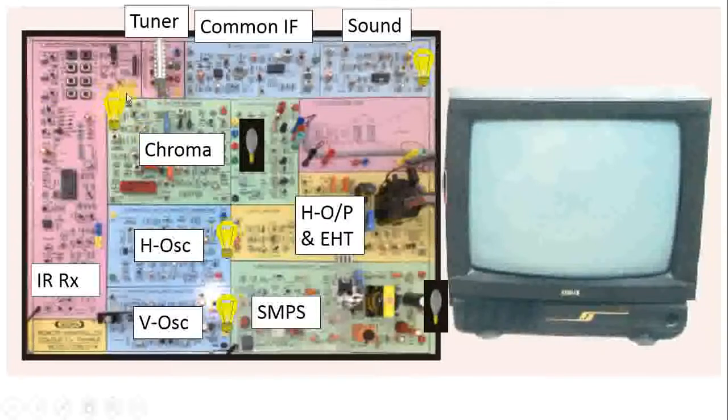Number one, from this chroma section you can take the reading, that is the colorplex composite video signal. Then number two, the H oscillator 15625 hertz ramp output, then the V oscillator 50 hertz ramp output, and finally the sound output, sound left and sound right.